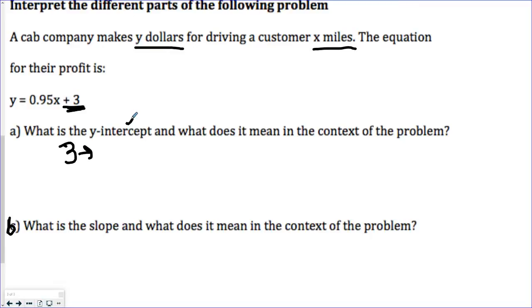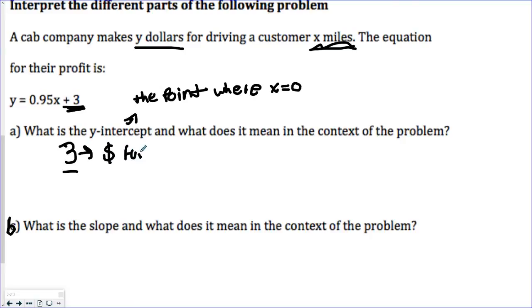Well, remember, the y-intercept is the point where x equals 0. That's kind of another meaning of the y-intercept, is the point where x is 0. Well, what does x represent? Well, x represents the miles. So this 3, remember, y is dollars and x is miles. So if 3 is the y-intercept, that means this 3 represents the dollars for going 0 miles. Because remember, this 3 is when the x is 0. And if the x is miles, that means it's the dollars for going 0 miles.